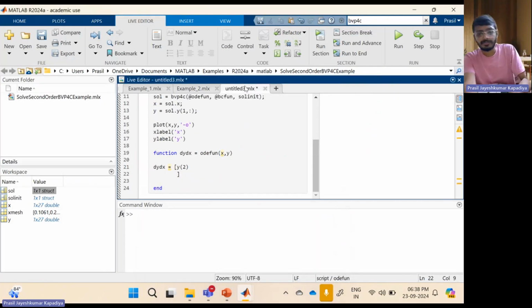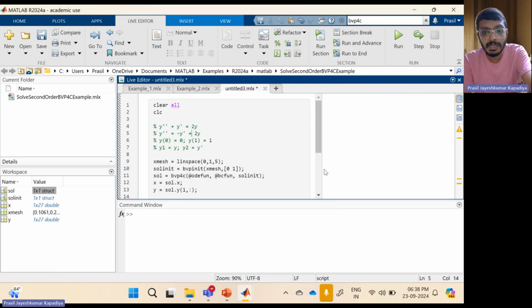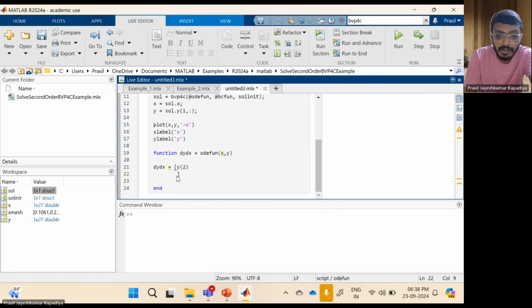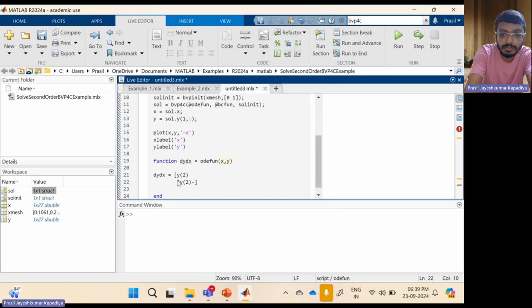So my second part will be, yeah, here it should be plus. Minus y prime means minus y of 2. Sorry, here it's plus. So here it should be y of 2 minus, is 2y minus y of 2. Sorry. So 2 into y of 1 minus y of 2. Okay. So this is my dy by dx.